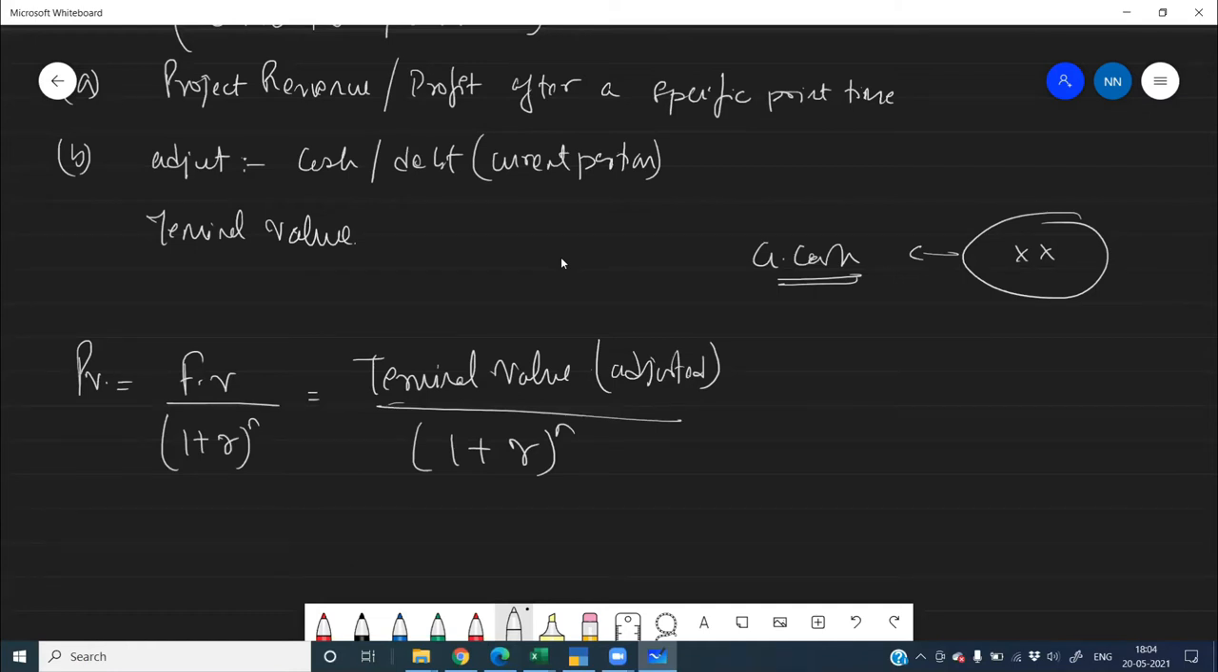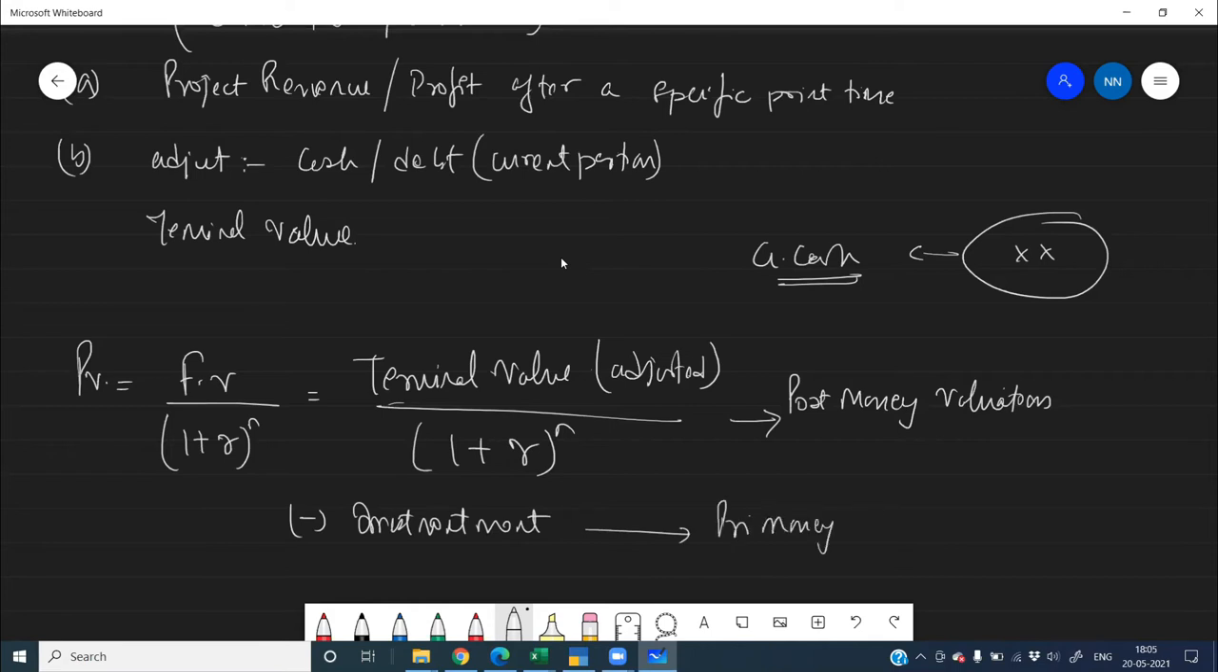What you will get by solving this is post money valuation. If from post money valuation you subtract the investment, what you get is pre-money valuation. Okay, so these are the two things you are supposed to calculate in a question of startup.